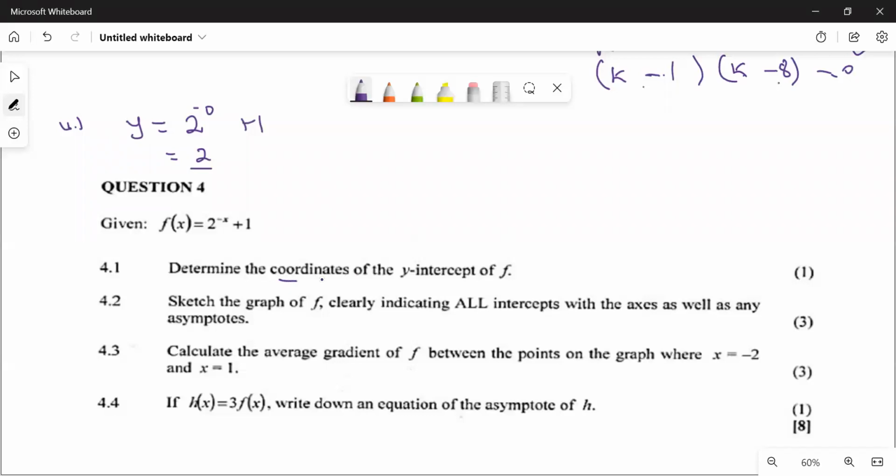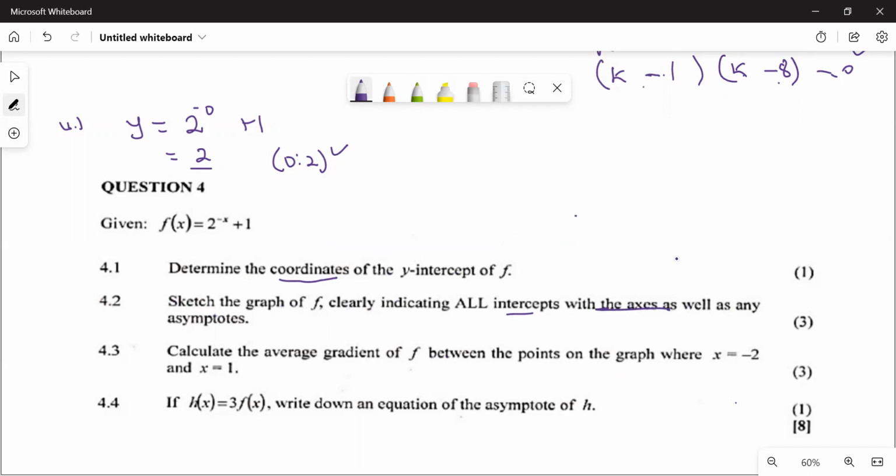Then they wanted it in coordinate form again. Since they want it in coordinate form, we're going to have (0; 2). Okay, we'll get 1 mark for that one, Charlie. And then 4.2, they say we should sketch again. When we sketch our graph, we should clearly indicate the intercepts with the axes again, and then any asymptotes again.